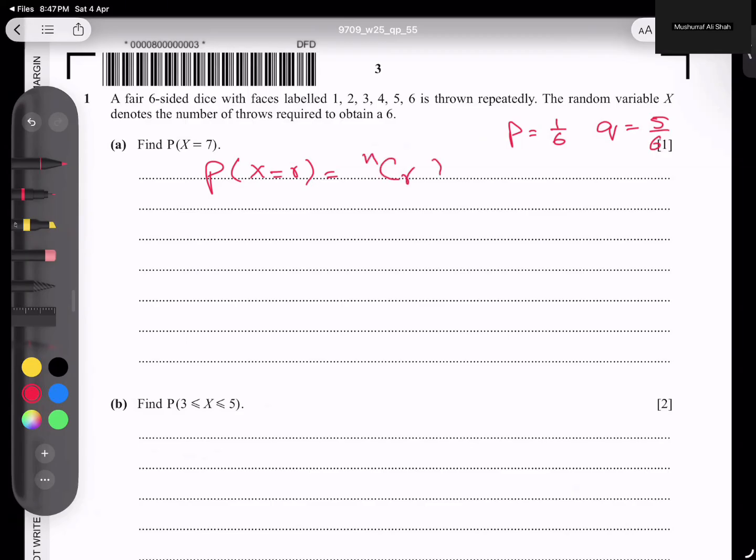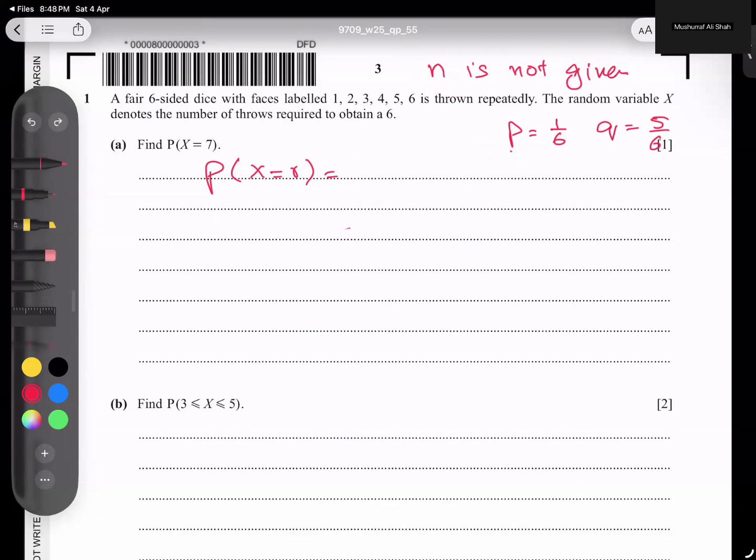nCr q to power n minus r and p to power r. So n is 7, C 6. Sorry, wait a minute. Students, revise once again. In this whole question, he did not mention the total value. When n is not mentioned, it is also called geometrical probability. Repeat again: whenever n is not given, it is another way of understanding. Because if n is given, we can apply binomial.